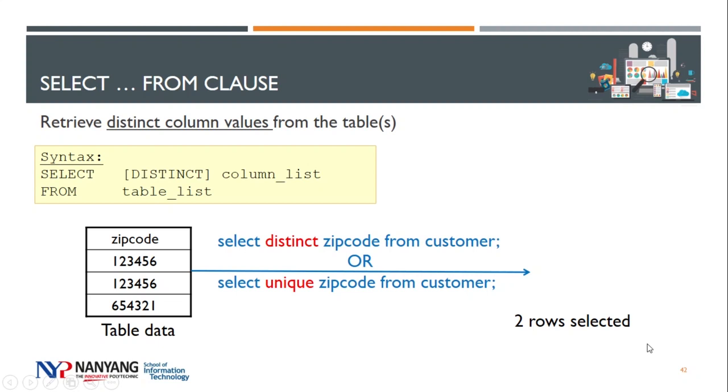To retrieve distinct column values, what it means is to eliminate the duplicates. So for example, down here we have a zip code and you see that there is a duplicated zip code. We can also use SQL to select only the distinct zip codes.